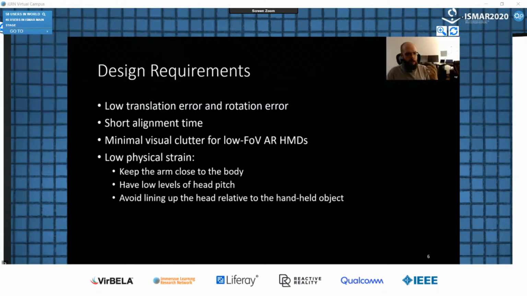We also wanted to avoid lining up the head relative to the handheld object. So what I mean by that is, if you're trying to place a handheld object into different poses and you find that you're having to line yourself up behind the pose, then you're having to move your own body. Whereas if you can just adjust everything without having to have the same relative pose of your head to the object, then it's going to be a lot less fatiguing.